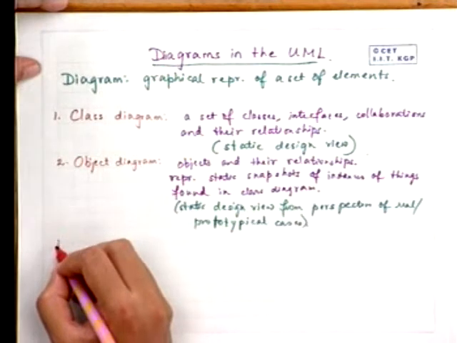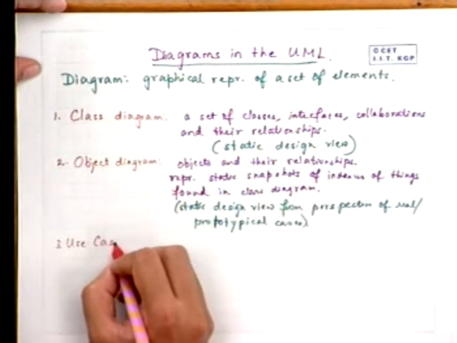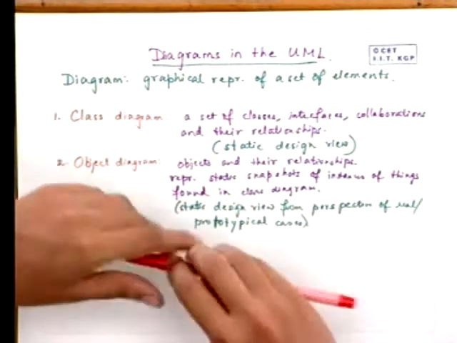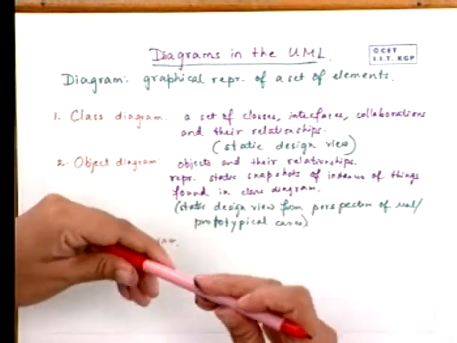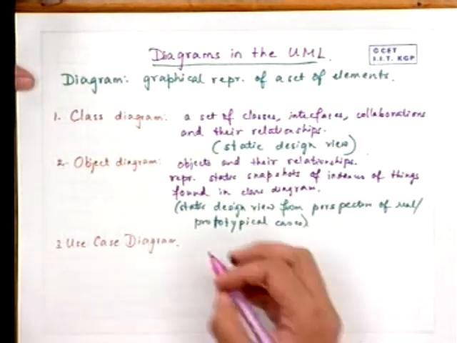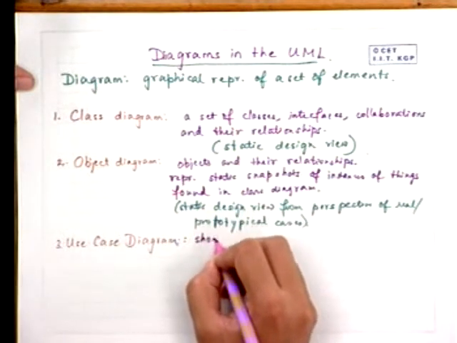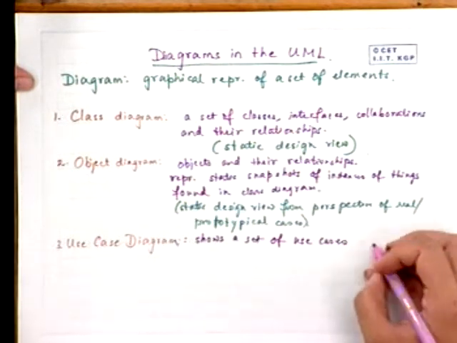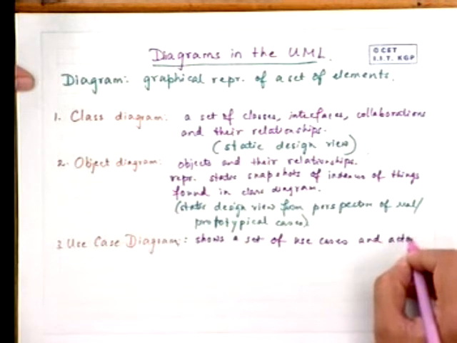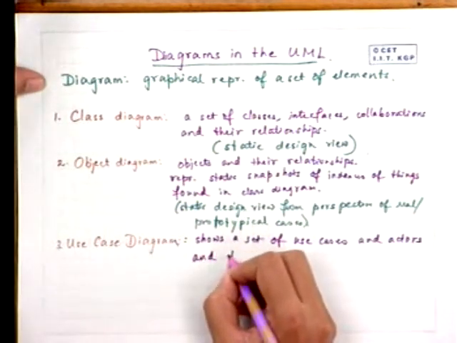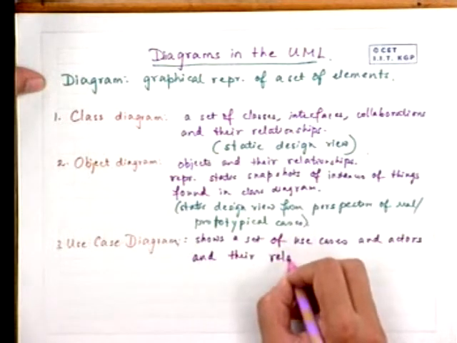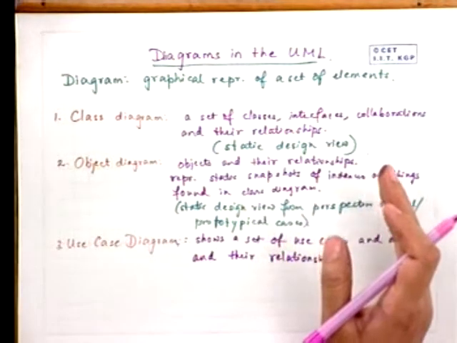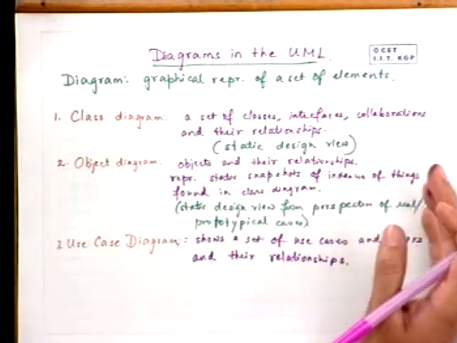Third, we have the use case diagram. A use case diagram shows a set of use cases and actors and their relationships. They're important in organizing and modeling the behavior of a system.